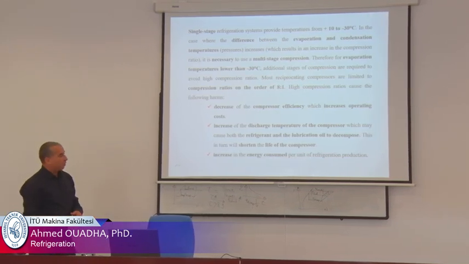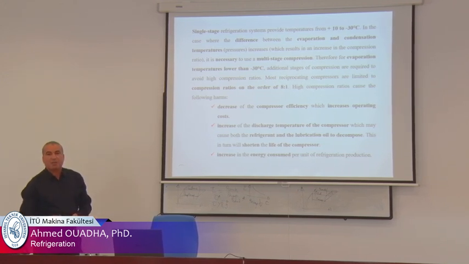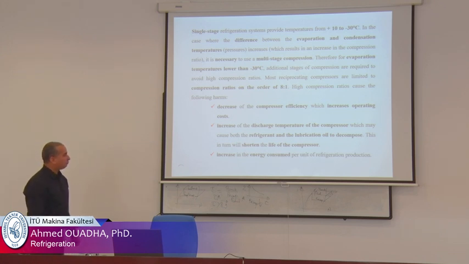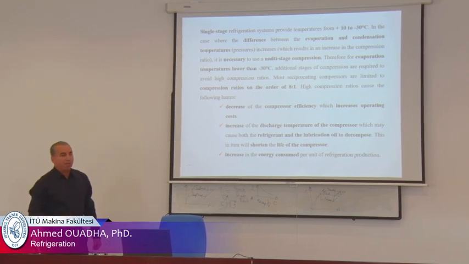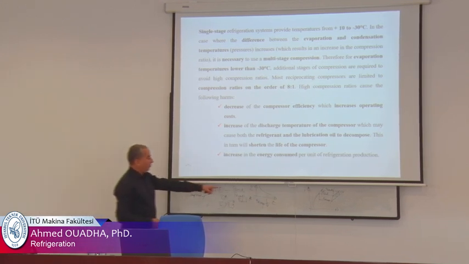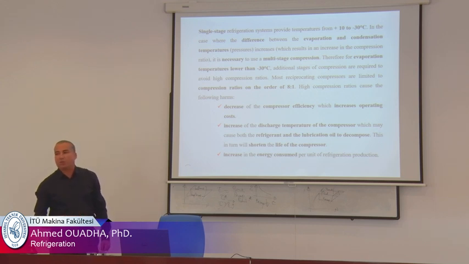So generally, single-stage refrigeration systems are used to obtain cooling temperatures between 10 and minus 30. For temperatures lower than minus 30, it is necessary to use a two-stage refrigeration cycle or a cascade refrigeration cycle. So the increase of tau may cause many harms: first, the decrease of the efficiency of the compressor; second, the increase of the discharge temperature; and third, the increase of the energy consumed by the system.